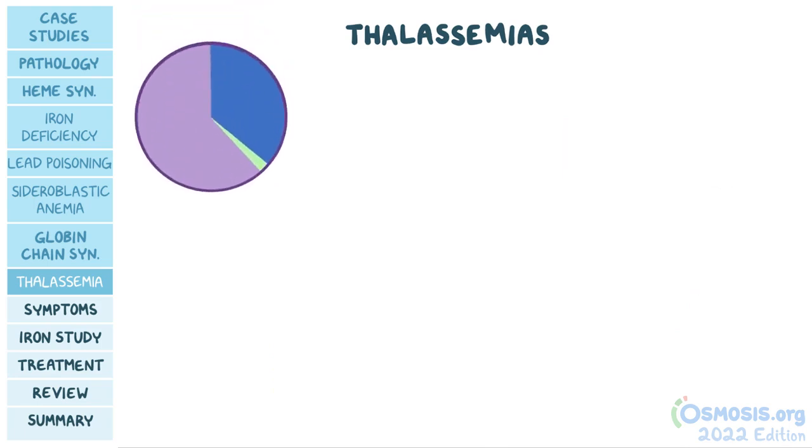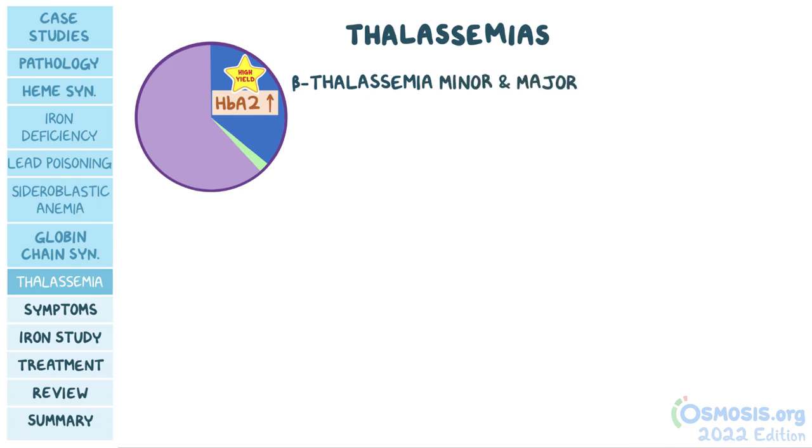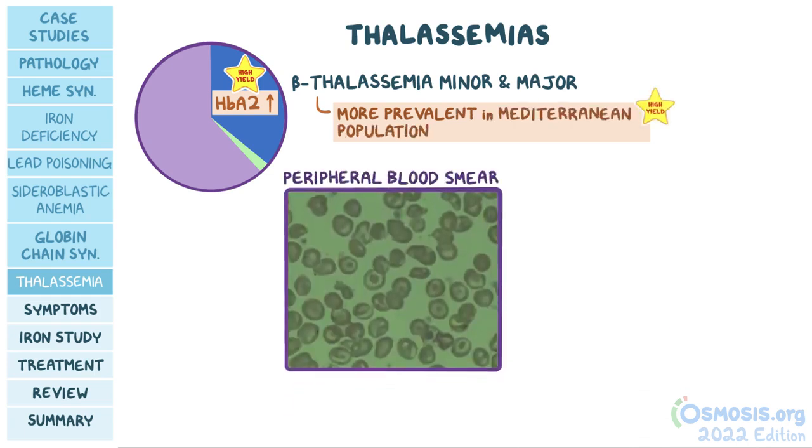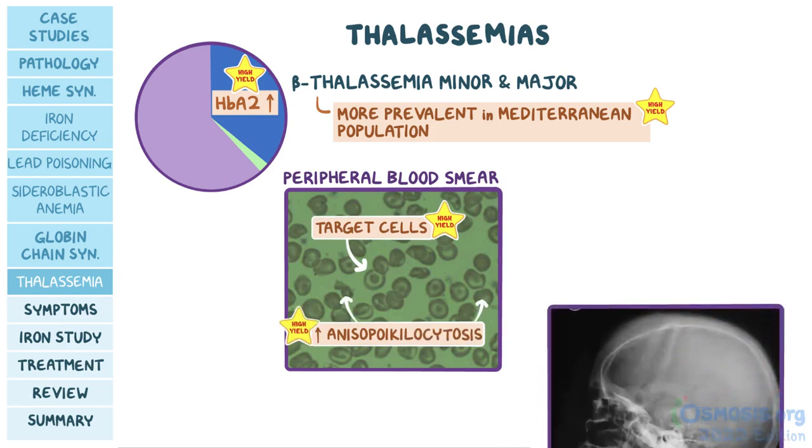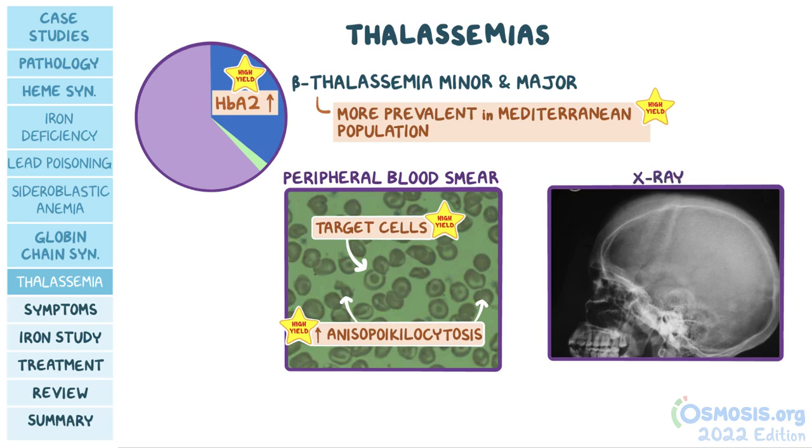Important facts to remember for exams is that HbA2 is elevated in beta thalassemia, both minor and major, to compensate for the decreased synthesis of HbA. A hint the test makers could give is that the disease is more prevalent in the Mediterranean population. Peripheral blood smear in beta thalassemia major shows target cells, and sometimes increased anisopoikilocytosis, meaning variation in size and shape of RBCs. X-ray of the skull might demonstrate a crew cut or hair-on-end appearance due to bone marrow expansion.